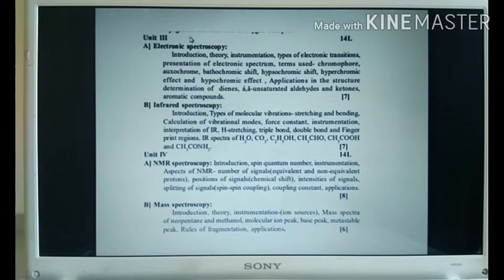This is a branch of chemistry which deals with the analysis of compounds by using instruments. By using the instrument, we need not perform a chemical reaction for the analysis of the compound, and this is the advantage of this spectroscopy branch, isn't it? So we'll have to study electronic spectroscopy.